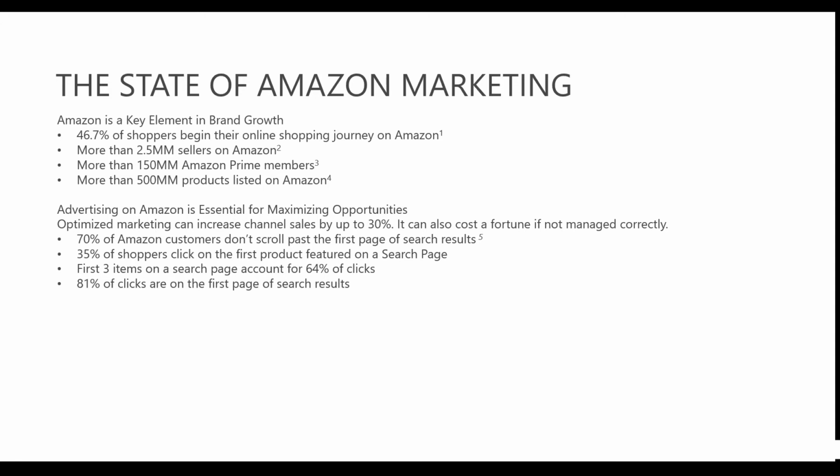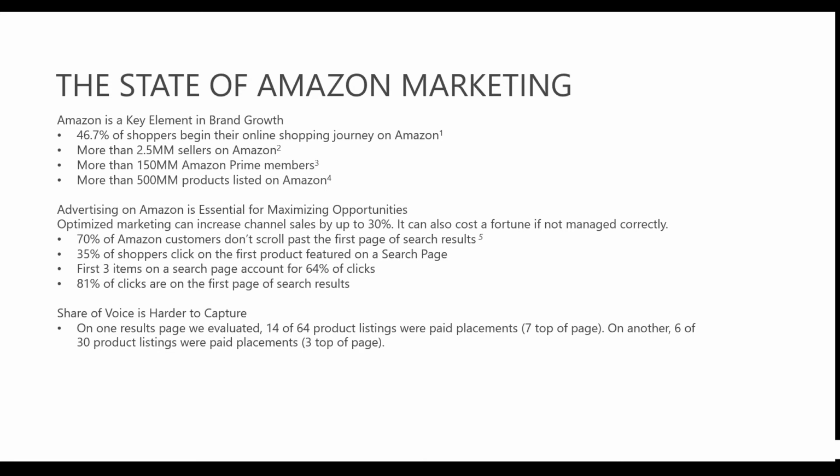You can see a couple stats there. One of the most interesting things is the first 3 items on a search page account for 64% of user clicks. 81% of the clicks are on the first page of search results. Marketing is a way that you can index higher and higher in Amazon's A9 algorithm, so optimizing it and getting the most out of your dollars is imperative to seeing success on the channel.